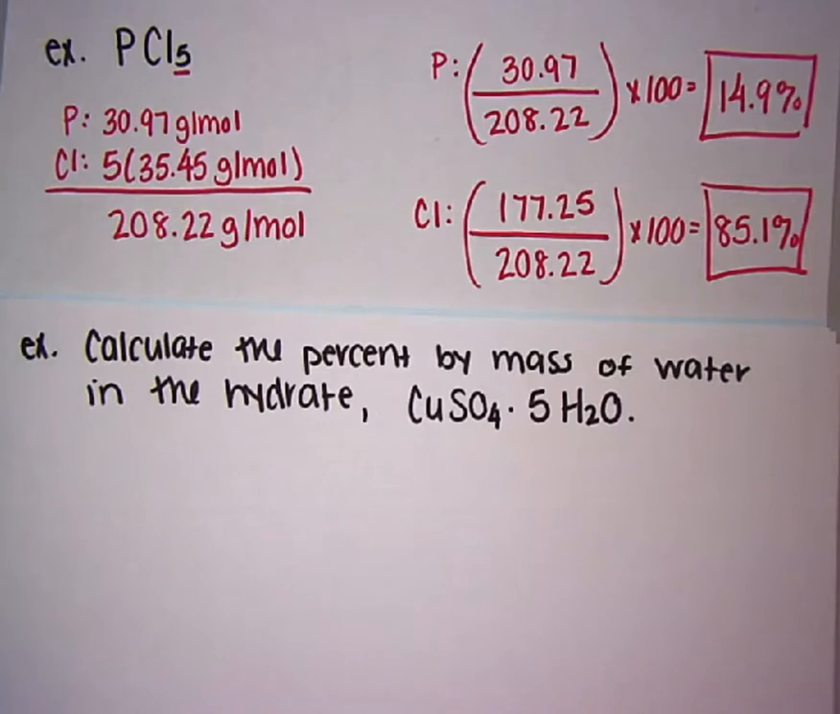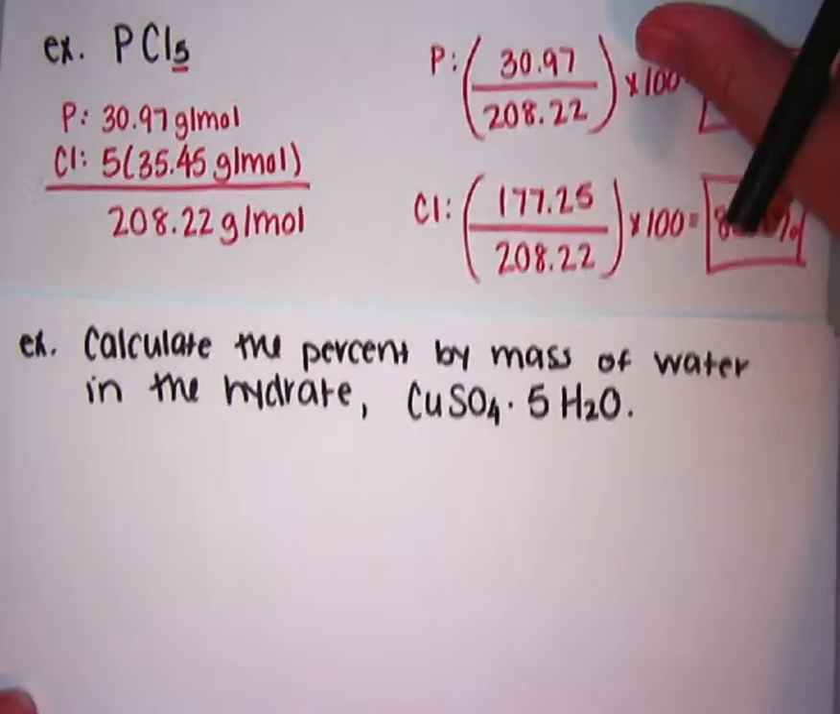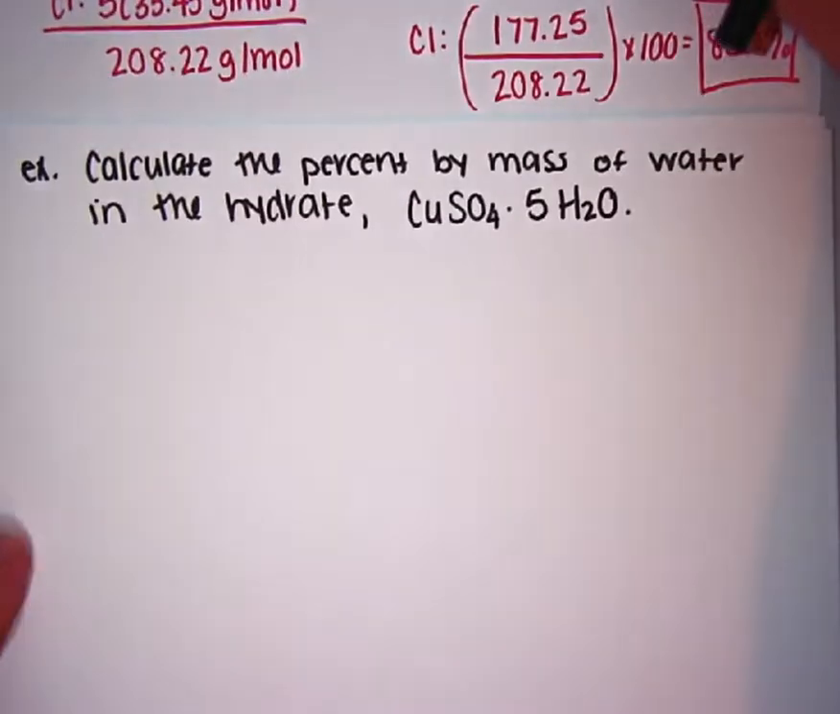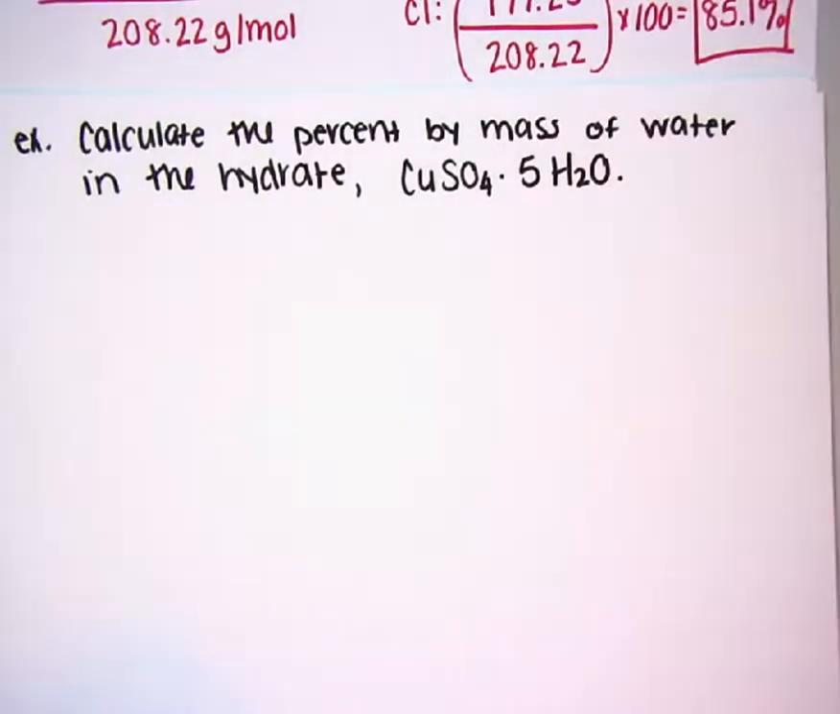A hydrate is just a substance that contains water. So this substance contains some water. We want to know what percent of the substance is composed of water. So we're going to do this the exact same way.